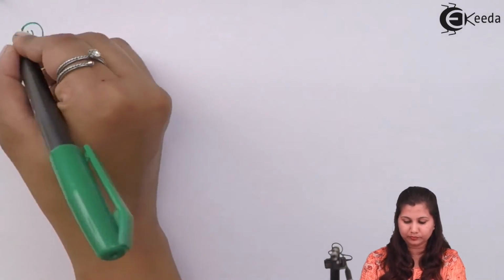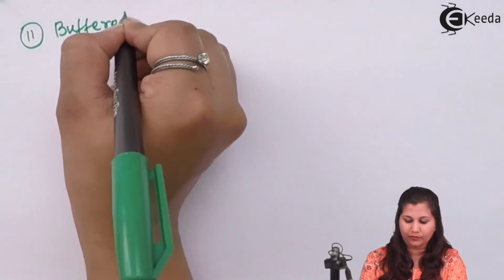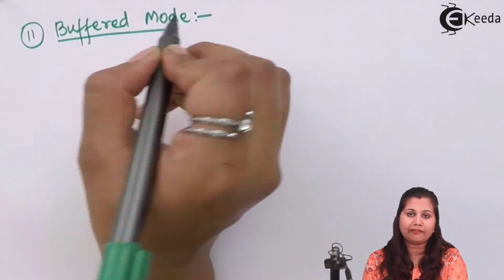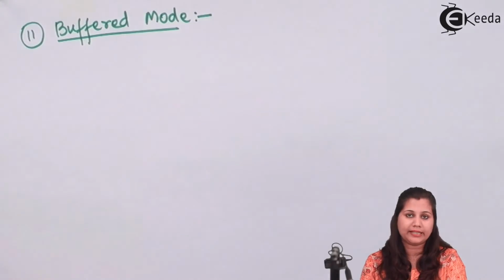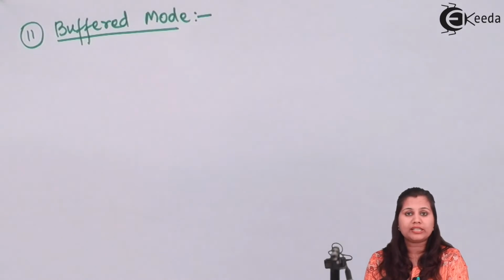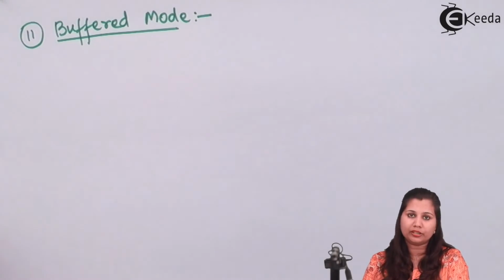Now next we have the buffered mode. In the 8259 we have the 8-bit bidirectional data bus, and this data bus has data buffers. These data buffers have to be enabled for the transfer of data between the microprocessor and the 8259. So these buffers can be enabled or disabled using the buffered mode.